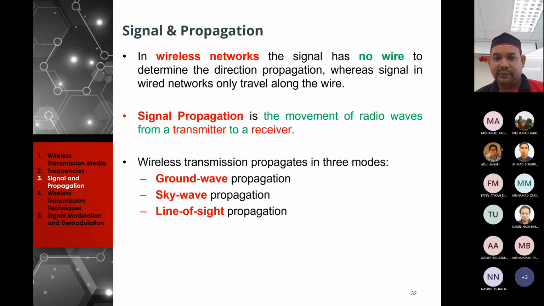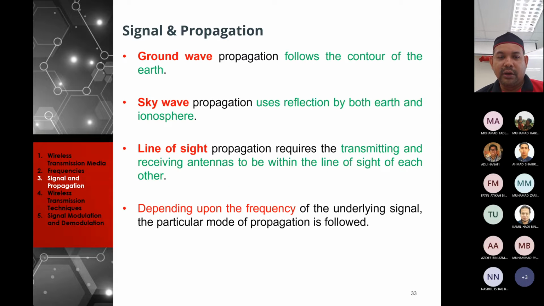There are 3 modes. So ground wave propagation follows the contour of the earth. Sky wave propagation uses reflection by both earth and ionosphere. Line of sight propagation requires the transmitting and receiving antenna to be within the line of sight of each other. Depending upon the frequency of the underlying signal, the particular mode of propagation is followed.